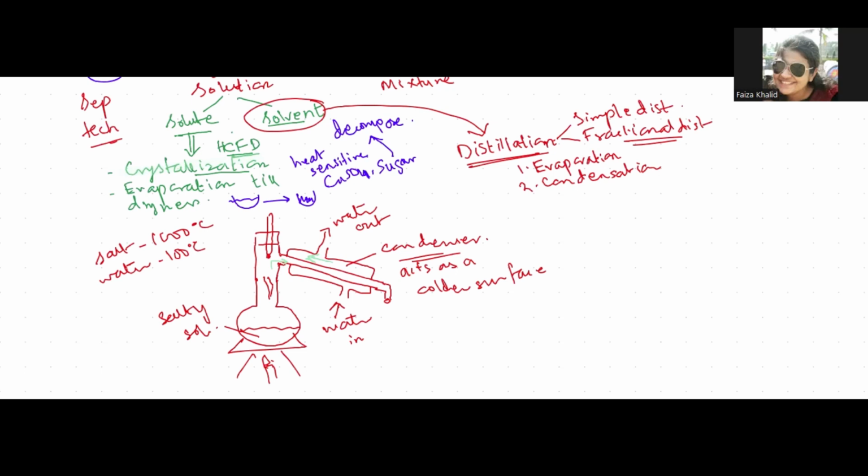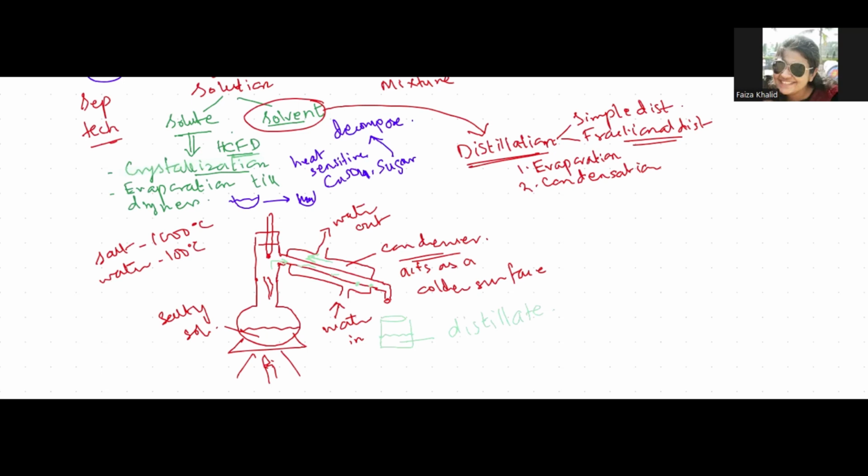And now when vapors come over here, they would condense, droplets of water would form, and then in this beaker the droplets would be collected and this would be called the distillate. This is distillate. Okay, you get it?